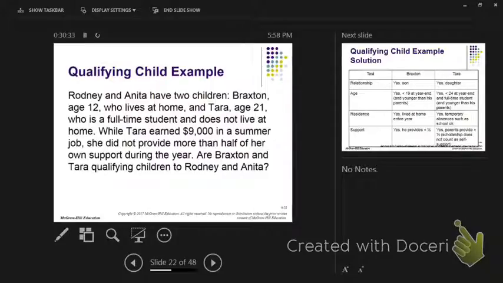All right, so here's an example. Rodney and Anita have 2 kids. Braxton's 12. He lives at home. Tara's 21. She's a full-time student, does not live at home. Tara earned $9,000 in a summer job, but did not provide most of her support. Are they both qualifying children? Yeah, all right. So she's going to put that in the bank, and she's going to have it when she graduates from school. That's okay.